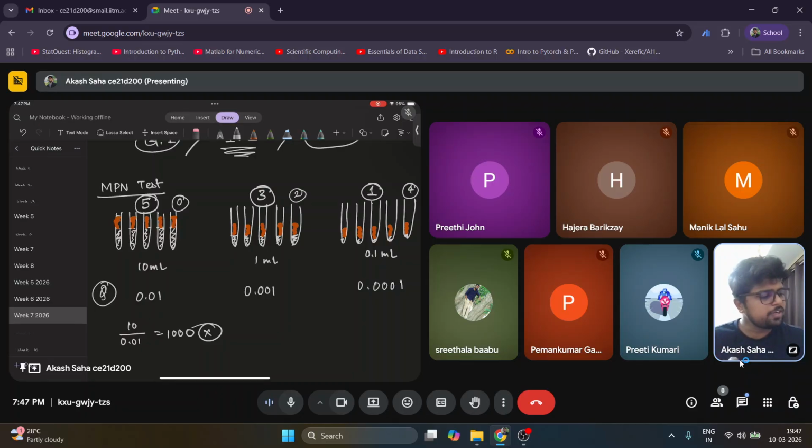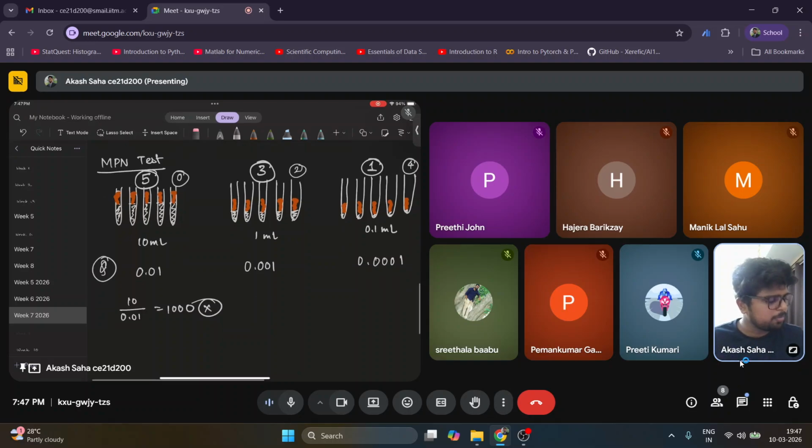Now, once we know the combination of these positive tubes, so here the combination is 5 3 1. So we will check corresponding to the 5 3 1, what is the value given in the table. Okay, so we have some MPN table. One side there will be combinations like 0 0 0, 0 0 1, 0 0 2. Okay, like that 1 0 0, 1 0 1.